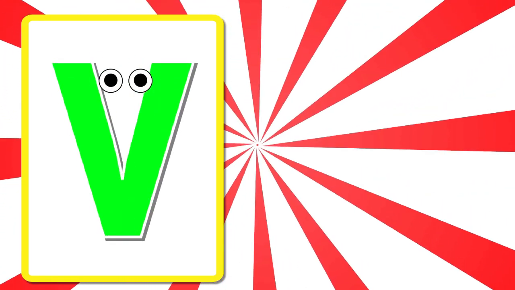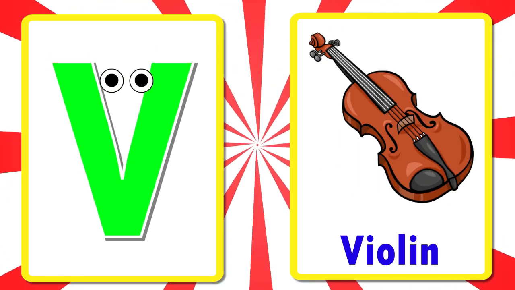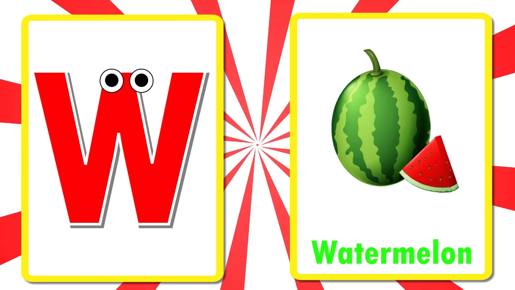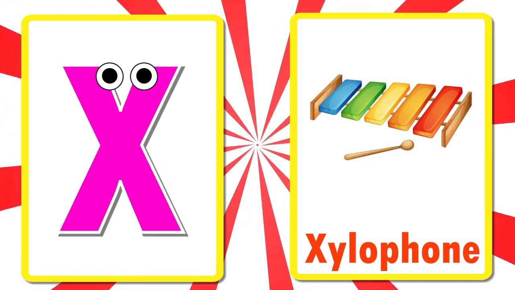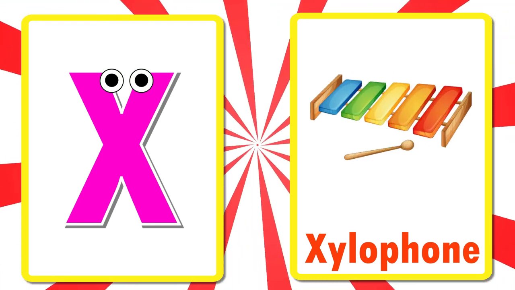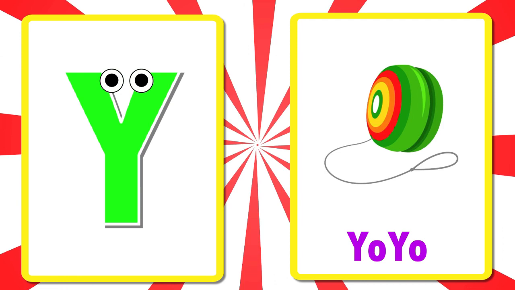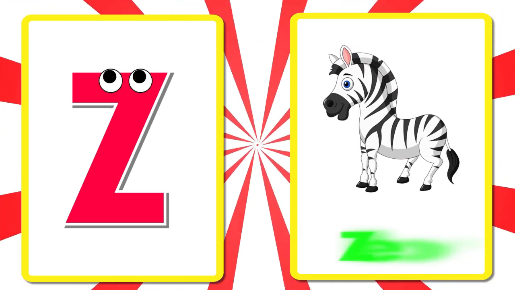V. V is for violin. W. W is for watermelon. X is for xylophone. Y. Y is for yo-yo. Z. Z is for zebra.